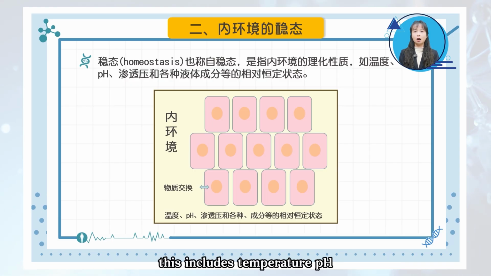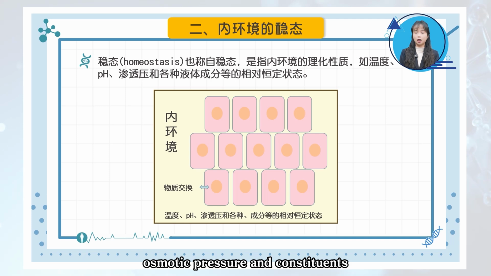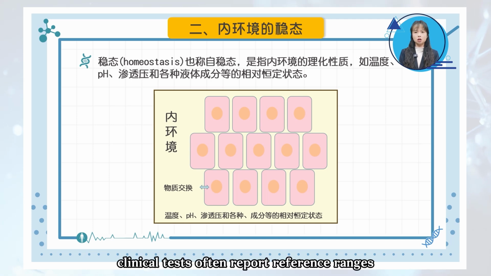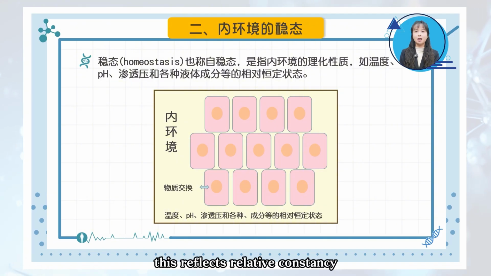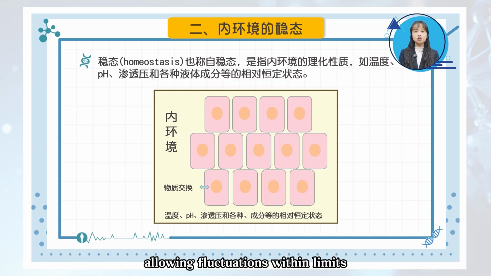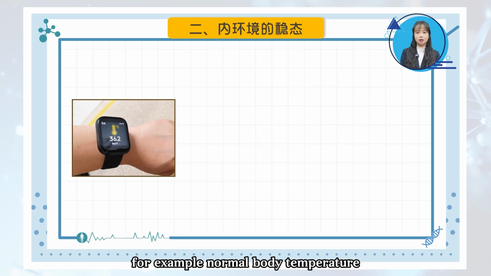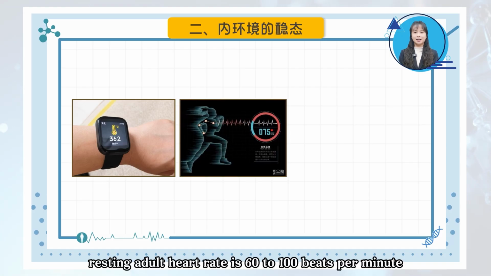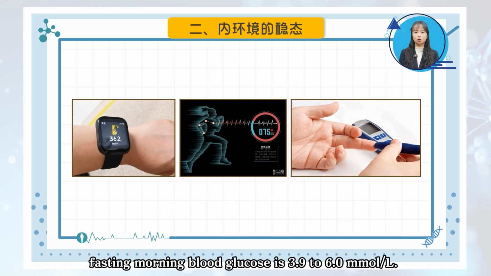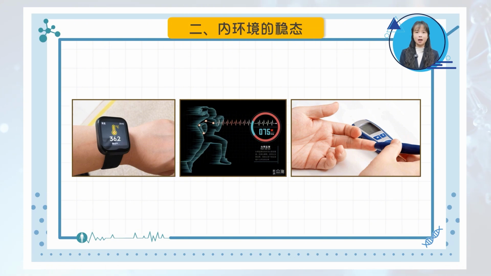This includes temperature, pH, osmotic pressure, and constituents. Clinical tests often report reference ranges, not single values. This reflects relative constancy. This constancy is a dynamic balance, allowing fluctuations within limits. For example, normal body temperature fluctuates around 37 degrees Celsius. Resting adult heart rate is 60 to 100 beats per minute. Fasting morning blood glucose is 3.9 to 6.0 millimoles per liter.